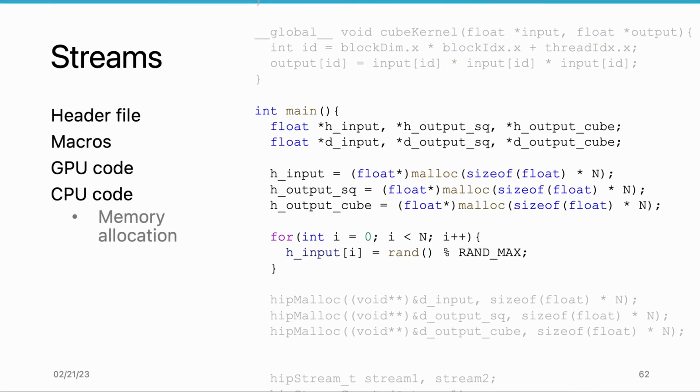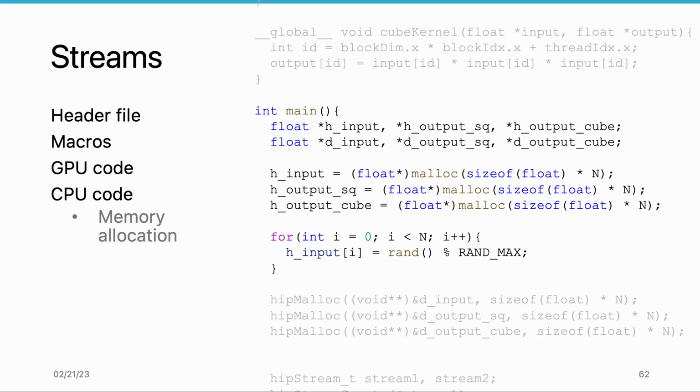In the main function, the code initializes 6 pointers of type float. The h_input pointer is used for input data on the host. h_out_sq is used for the output data from the square kernel on the host. h_output_cube is used for the output data from the cube kernel on the host. Similarly, d_input, d_output_sq, and d_output_cube are pointers to dynamically allocated memory on the GPU.